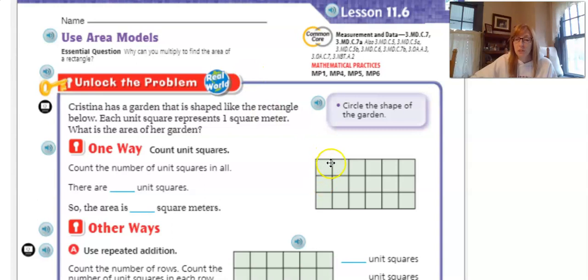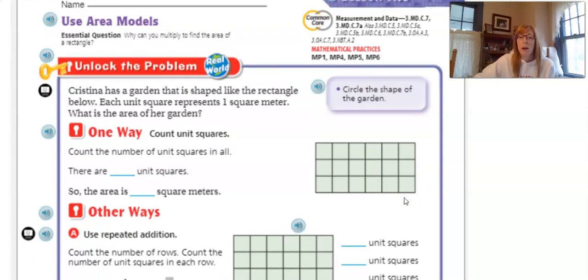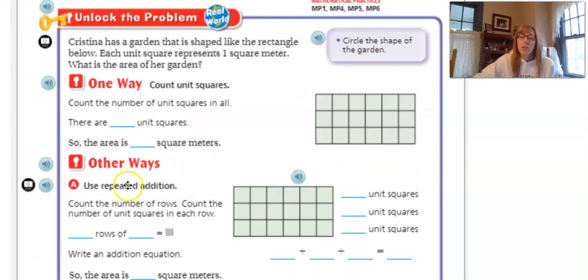So this is a square meter. You know a meter is about when you take your arms and you hold them out. That's about a meter. Okay, so this is a square meter. And it says, what is the area of the garden? And it says, count the number of unit squares in all. So we could do 3, 6, 9, 12, 15, 18. We know that there's 18 square meters, but we also know that that is repeated addition.